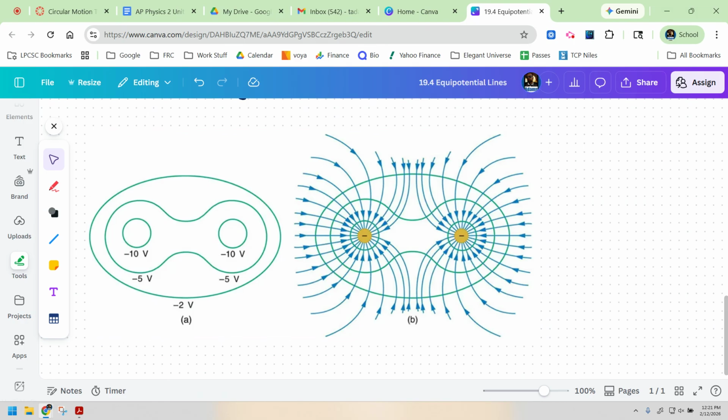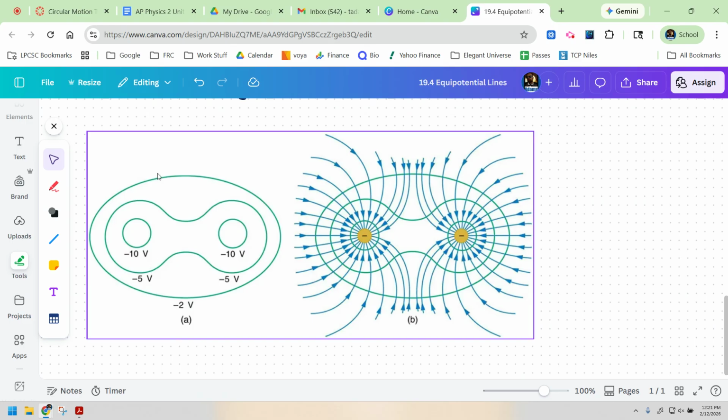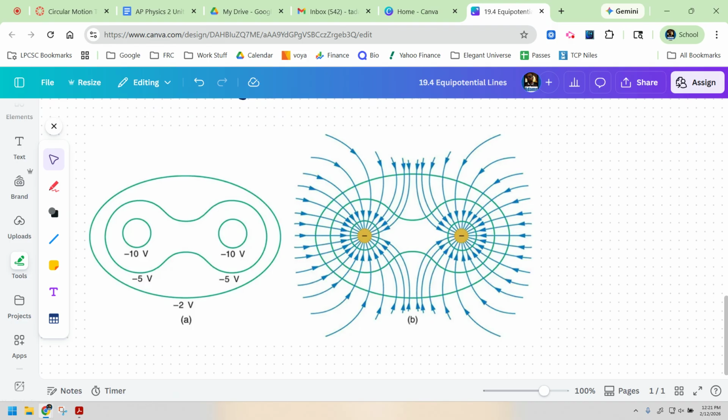And so the corresponding electric fields are found by drawing them perpendicular to the equipotentials. So basically they're saying you could draw the equipotential and then do the electric fields, or vice versa. Until you get comfortable, I would do it the other way. I'd draw the electric fields first and do the equipotential lines, but at some point you'll need to go in the other direction.